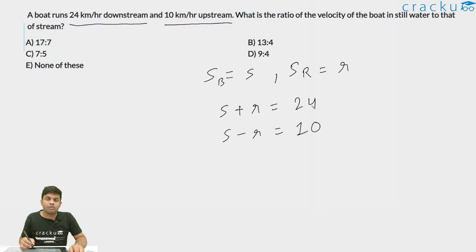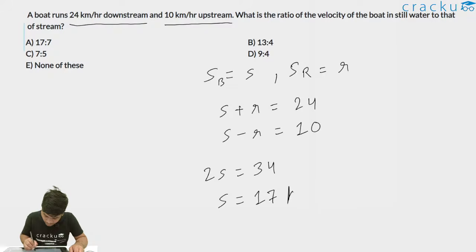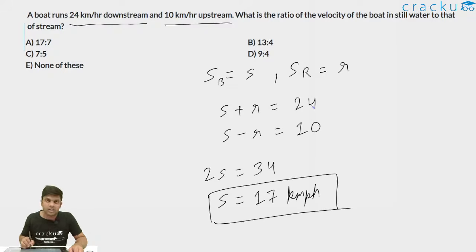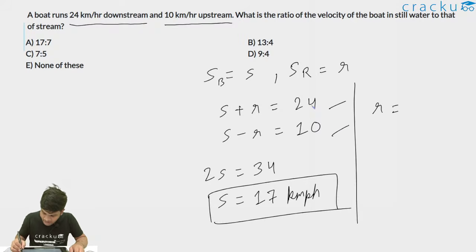So now we have two equations and two unknowns, which are s and r. So we will add both the equations. By adding we will get 2s is equal to 34. So from here you will get s is equal to 17 kilometer per hour. So the speed of the boat in still water is 17 km per hour. And if we substitute this value of s in any of these two equations, you will get the value of r as 7 km per hour.